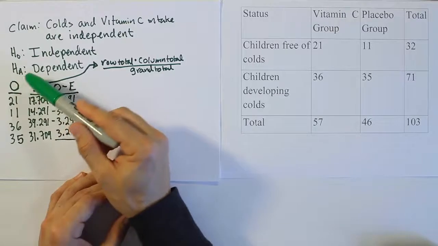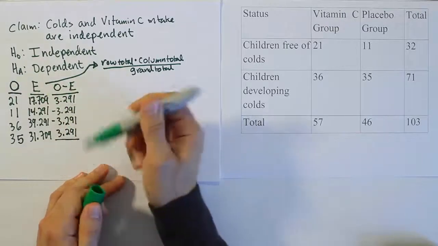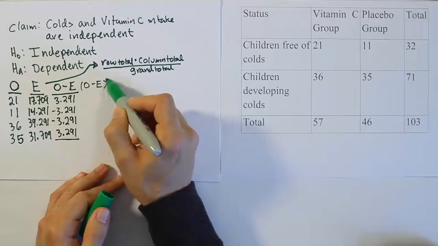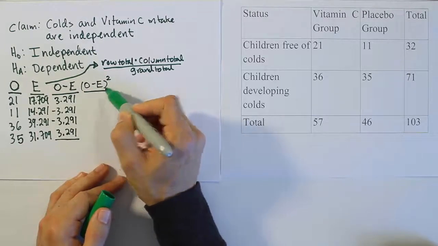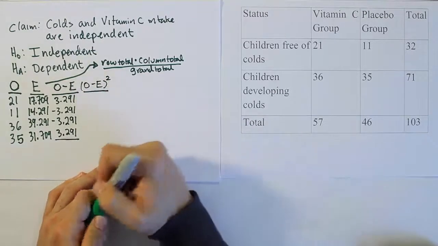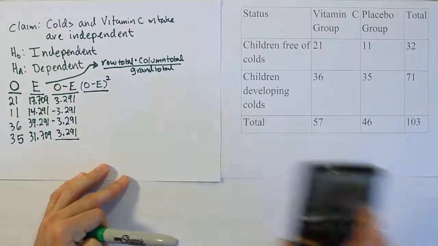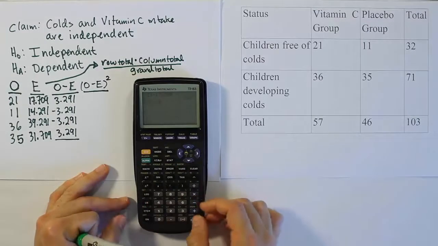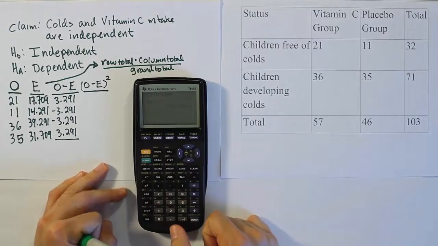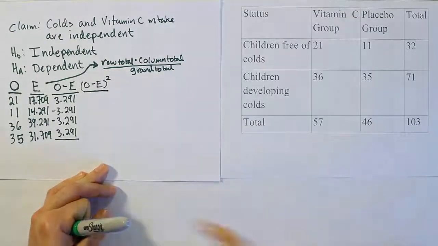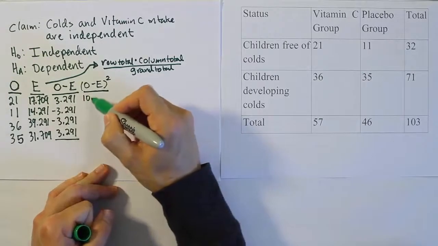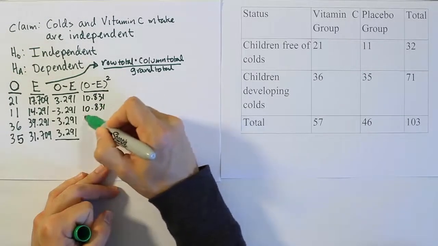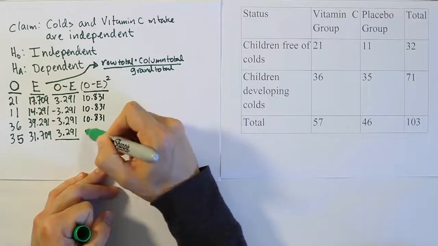Okay, so we have observed, expected, observed minus expected, and then we're going to have observed minus expected quantity squared. So we're going to square all these values, and of course then the negatives won't matter anymore, right? So 3.291 squared, if we square that number in our calculator, we get 10.831. And we'll do that all the way down because it'll be the same answer when we square all of those values.